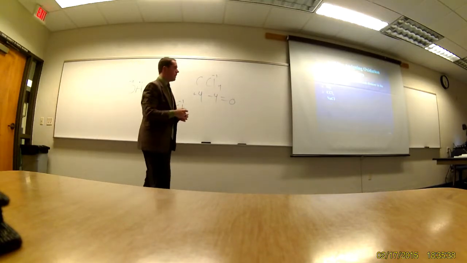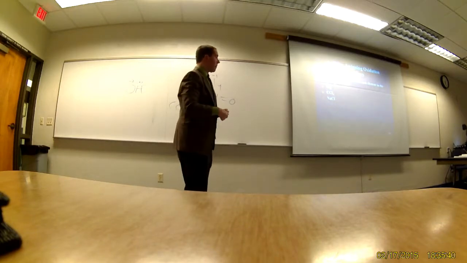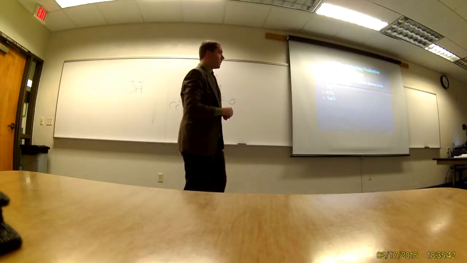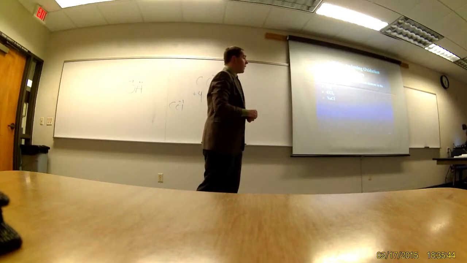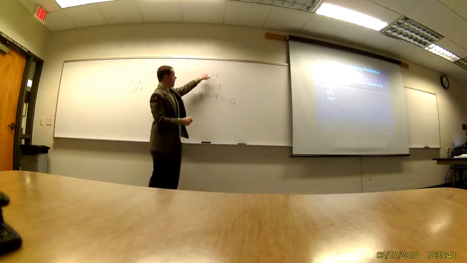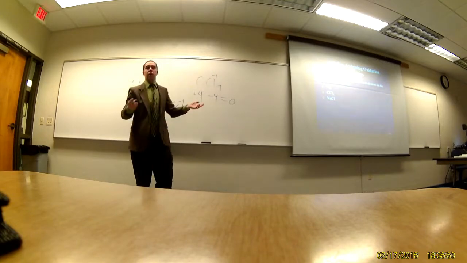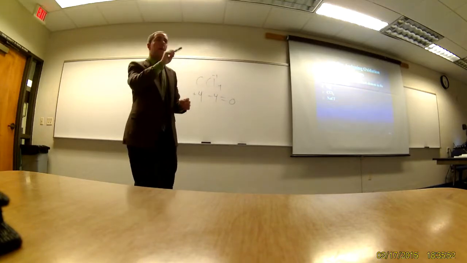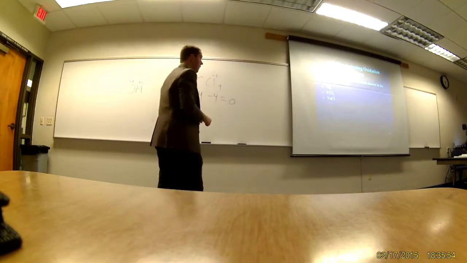So the answer to number 2 would be that carbon has a plus 4 and chlorine has a minus 1. Yes. And if that was on a quiz, I would write it above. That's how you do it. You write the little oxidation numbers above the element.